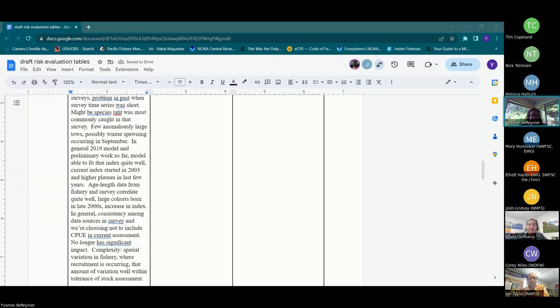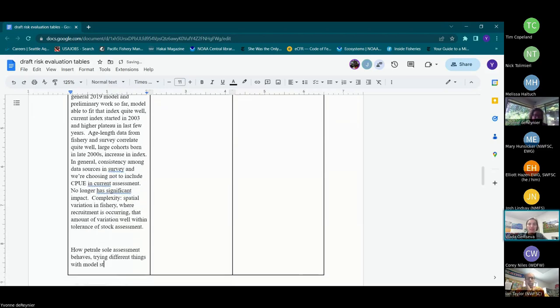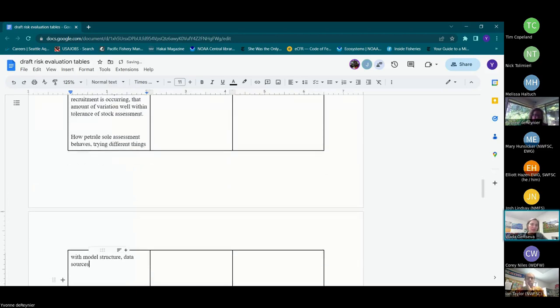Go ahead, Lana. I would certainly support Ian's words on that evaluation of the petrolli assessment. My viewpoint can be a little bit biased because I worked before on many of the data-poor assessments. Looking at petrolli, how the assessment behaves, we are trying different things with model structure, with the treatment of data sources, and the outputs are very similar no matter what we try. So therefore, it's really a good signal coming from the data sources. And I would agree that this assessment does not have any complications, which I saw with many other species in the past.